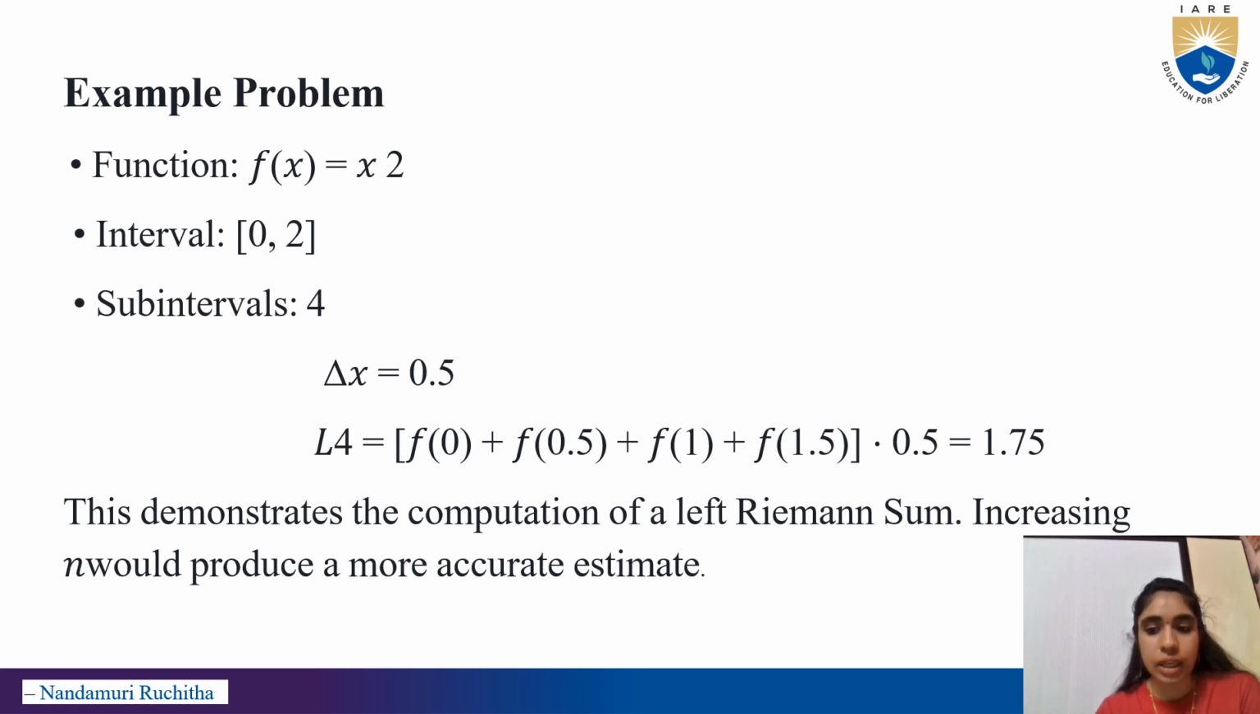Example problem. Here is an example problem about Riemann sum. The function is f(x) = x squared. The interval is [0, 2] and the number of subintervals is 4. Here is delta x and the L4 value. We get it as 1.75. This demonstrates the computation of the left Riemann sum. Increasing n would produce a more accurate estimate.